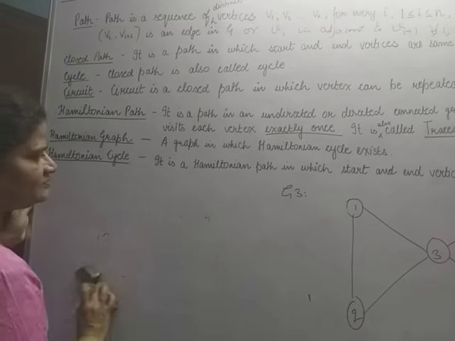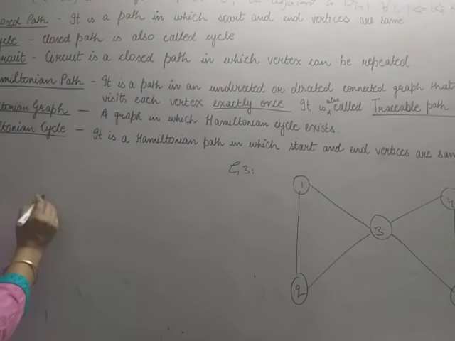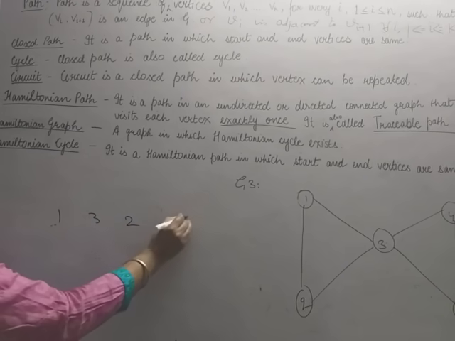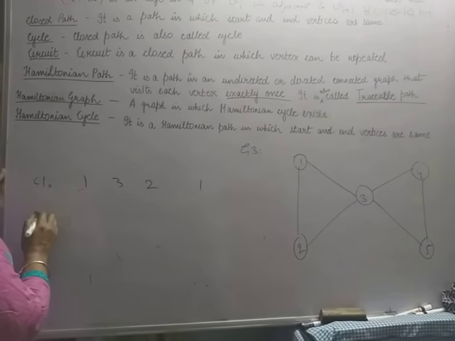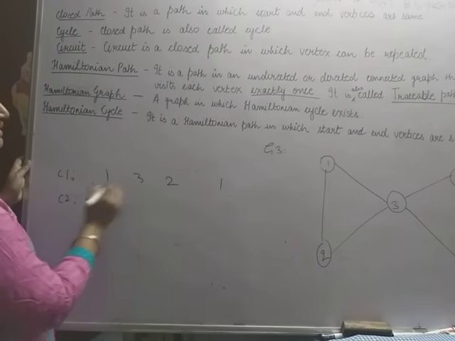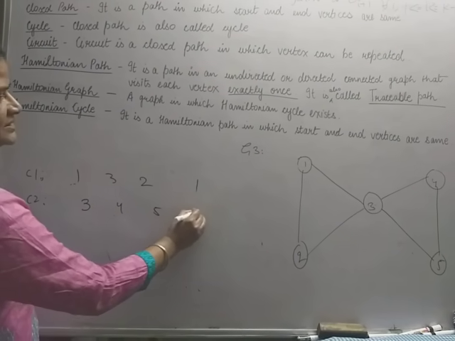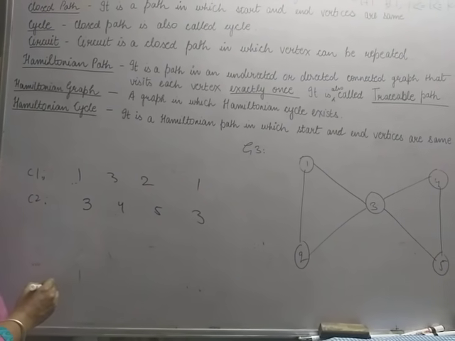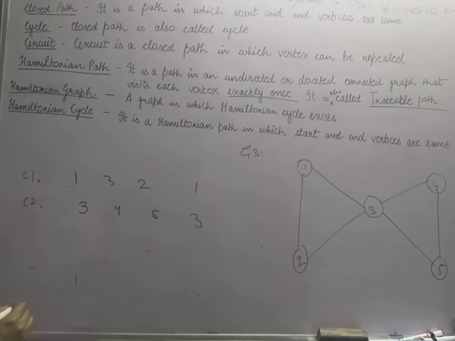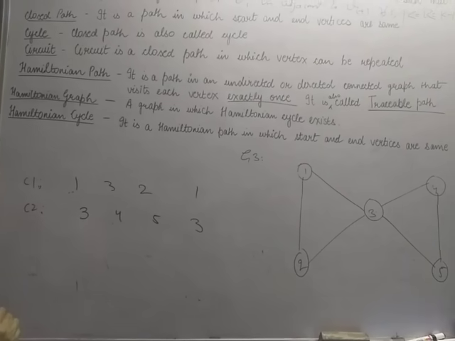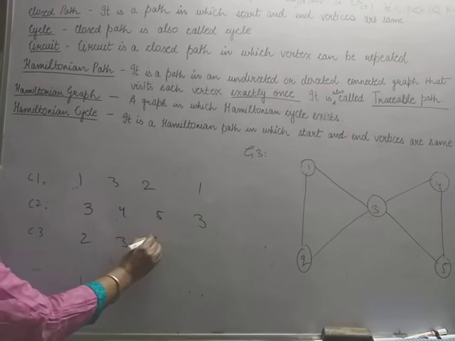In a particular graph there can be a number of cycles, like 1, 3, 2, 1. This is cycle C1 in this graph. Another cycle, C2, in G3 is 3, 4, 5, 3. One more cycle, C3, is 2, 3, 1, 2.